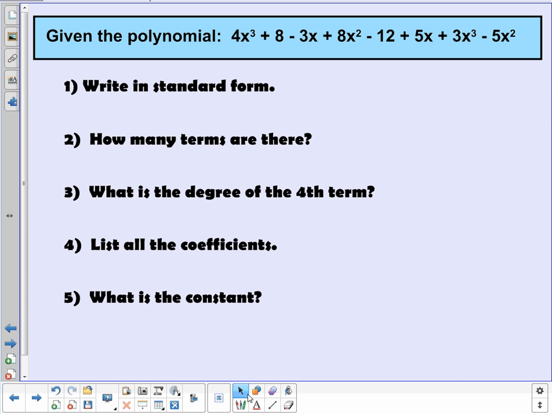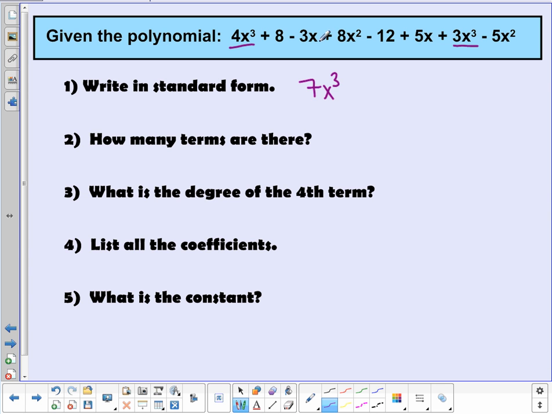What that means is we need to combine all the like terms and put it in order from largest exponent on down. So if I look for the like terms, I have 4x to the third here, and I have 3x to the third here. So those are like terms that can be put together. 4 plus 3 gives me 7x to the third.